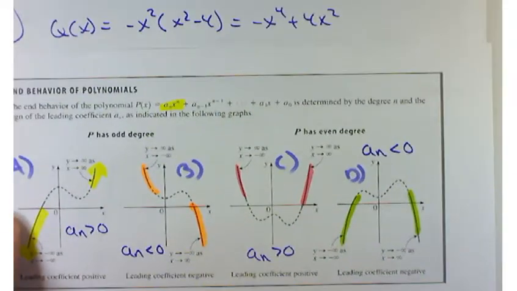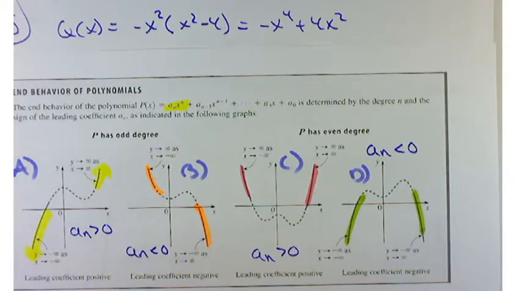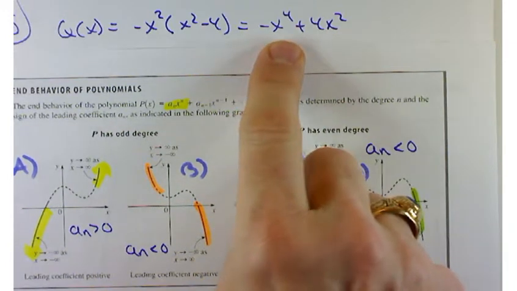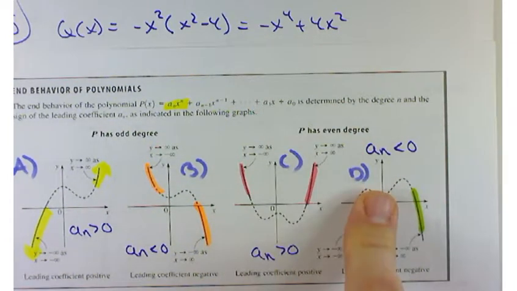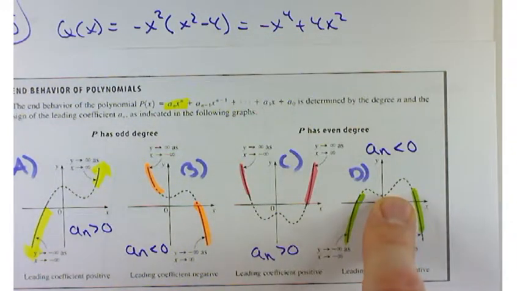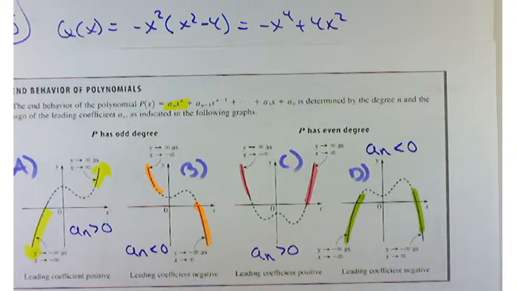So take a moment and decide which one of these graphs, A, B, C, or D, is going to show its end behavior. D. So you've got an even degree, so you're here, C or D, but because the leading coefficient is negative, it's going to have to eventually open down on both ends. So, okay, let's keep that in mind.